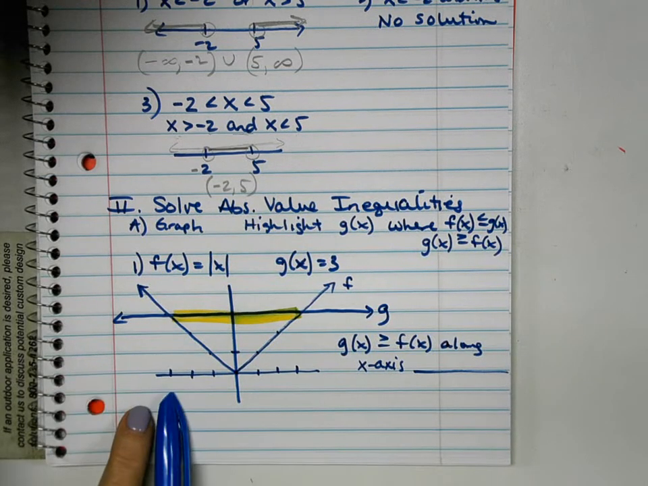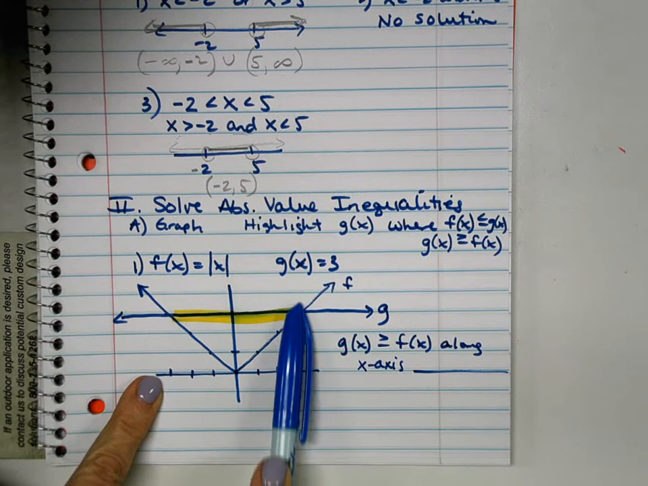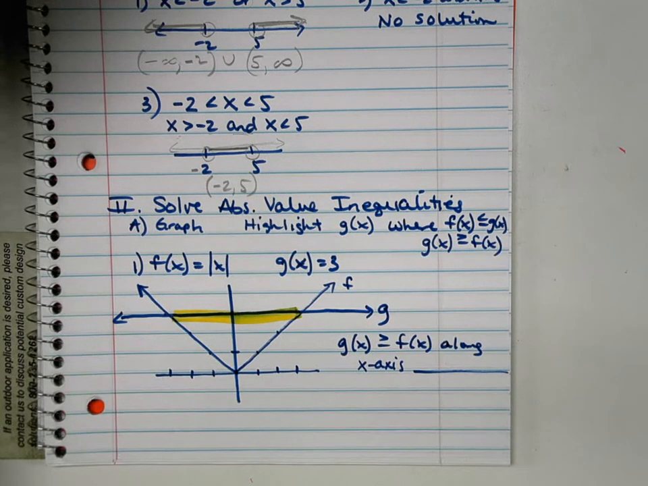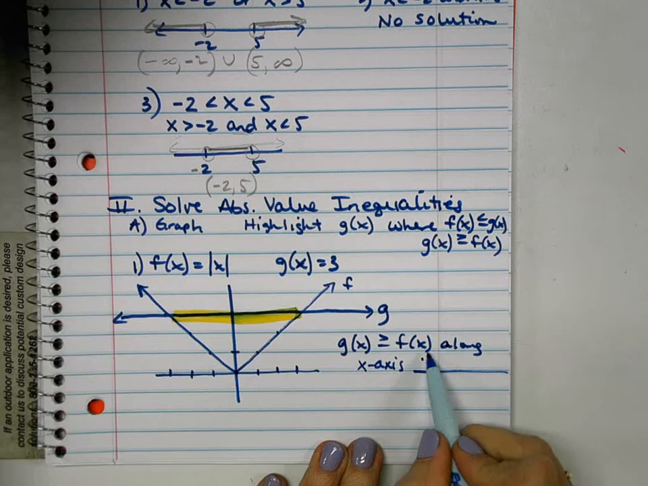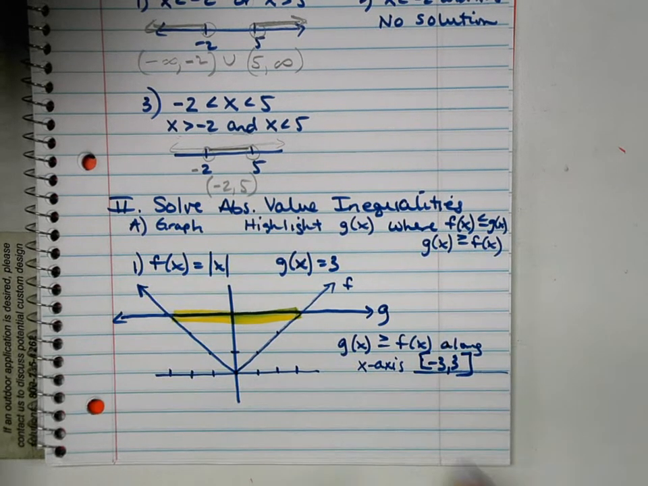So I would write this answer as -3 to +3, and I would include both of those. So it's going to be a bracket, -3 to +3, bracket. That's where g is greater than or equal to f. And I put brackets because it had an equal sign, right?